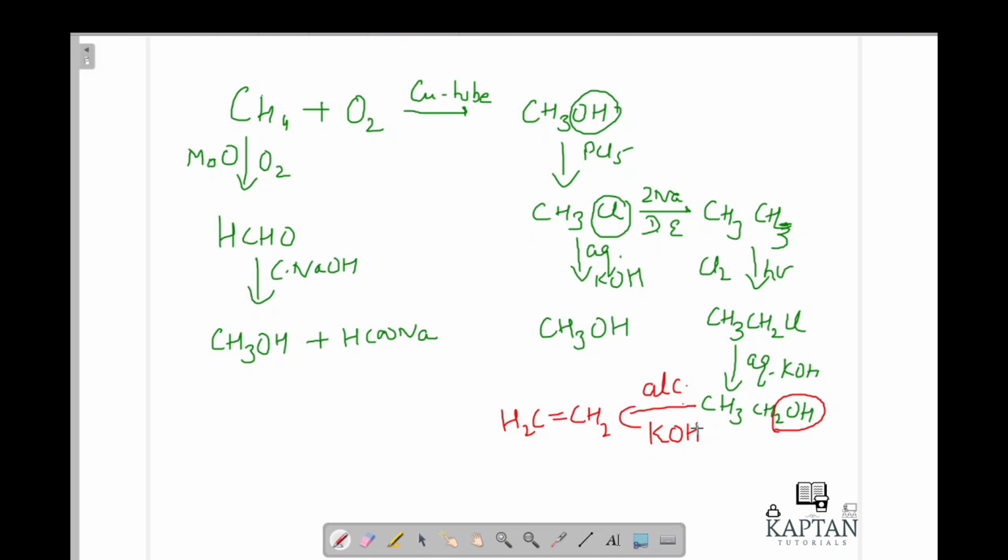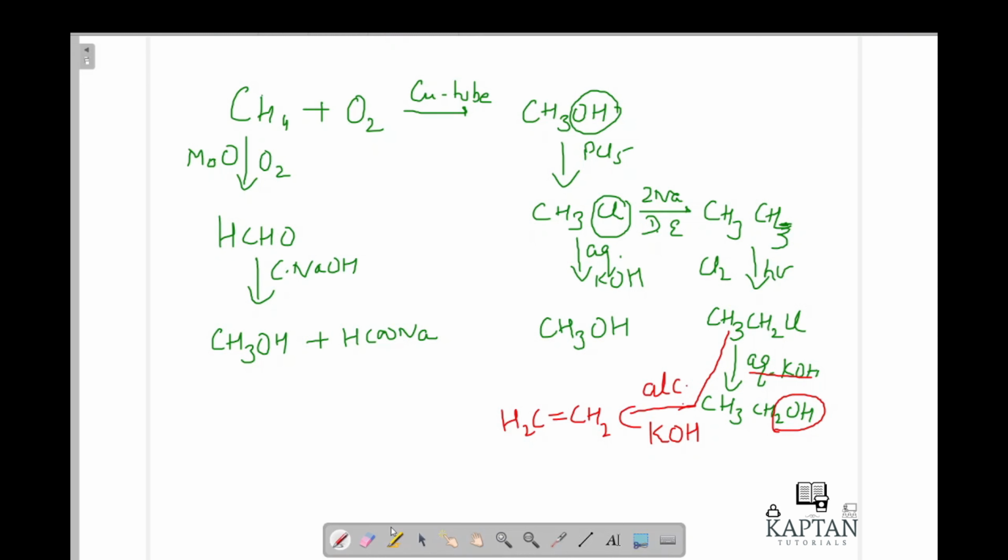So what was the difference between the two? Here it was aqueous KOH. Aqueous KOH carries out a substitution reaction, and alcoholic KOH carries out dehydrohalogenation. It removes the halogen part, and it will remove the water part also. Just see, a direct conversion from here.